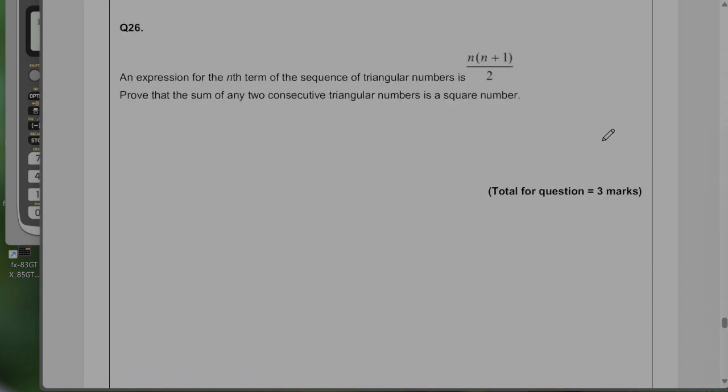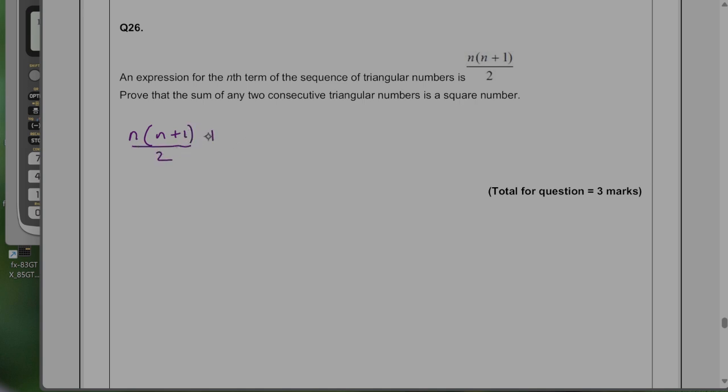Question 26. An expression for the nth term of a sequence of triangle numbers is n multiplied by n plus 1 all over 2. Prove that the sum of any two consecutive triangle numbers is a square number. Okay, so this is going to be my first triangle number. My next triangle number is going to be one number on, so n plus 1. If I put n plus 1 in here, I'm after the sum, so I'm going to do the first one as that.